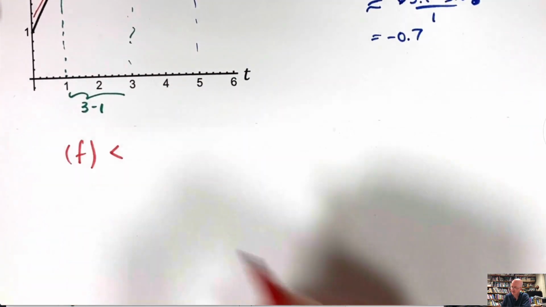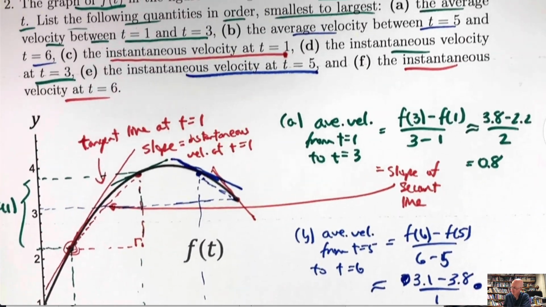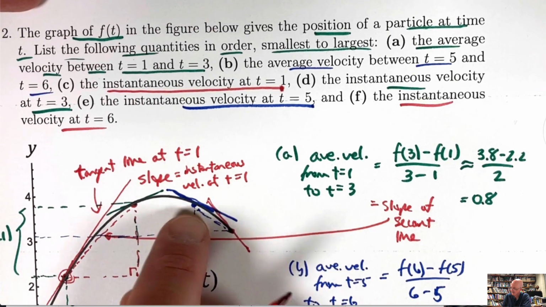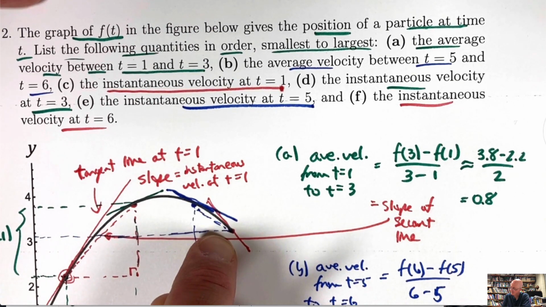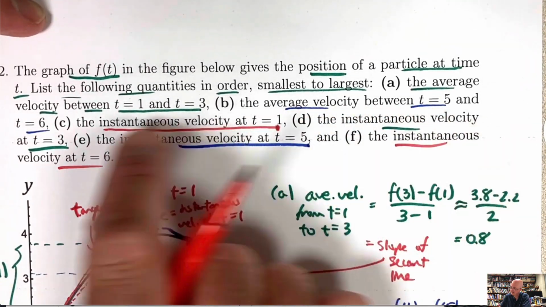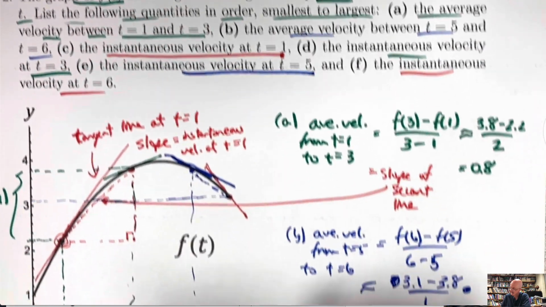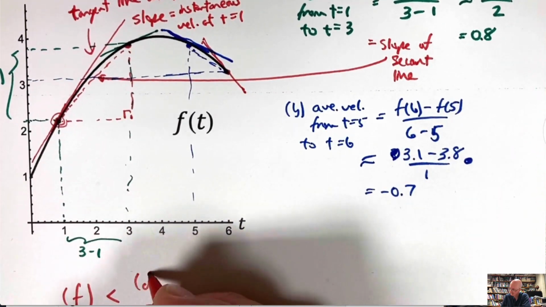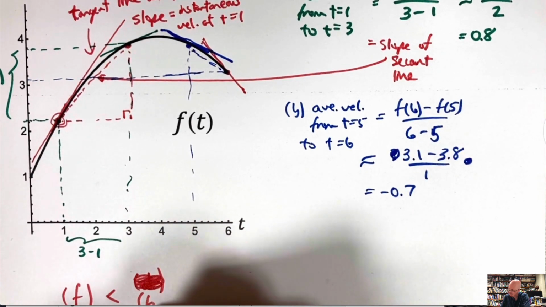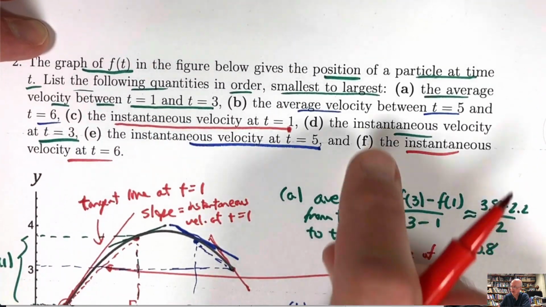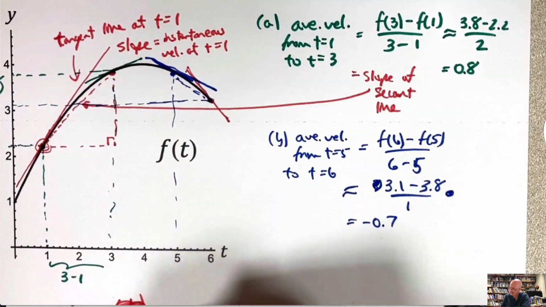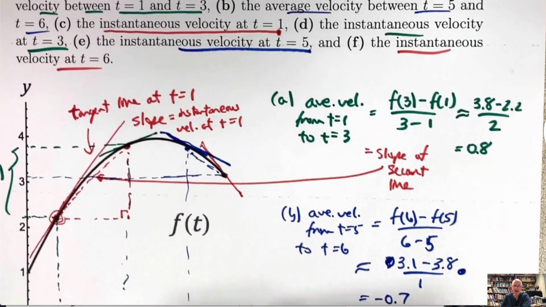I'll write less than signs here. The other two velocities that are negative are the slope of that secant line and the slope of that tangent line. That one's the next most negative. That was the secant line that represents the average value between t equals 5 and t equals 6, the average velocity. So that is D. Oh, no, excuse me, that was B. A little confusing here. That was B right there. Then the slope of the tangent line there, that's the instantaneous velocity at t equals 5. That is E.